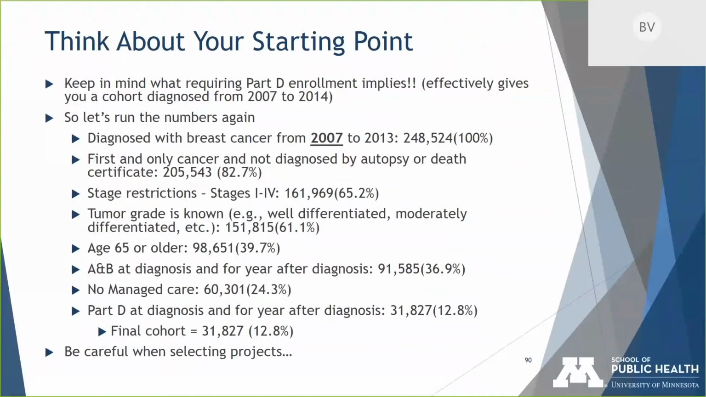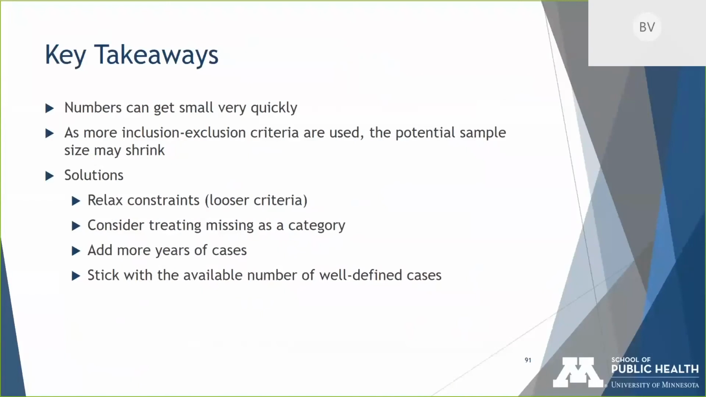So what we did here was we reran the numbers, and we started at 2007. And so you see the percentages are a little bit different. We end up with about 13% instead of just under 9%, but your final sample size is actually still the exact same number. So again, just be mindful about how your restrictions impact what your study definition actually is.